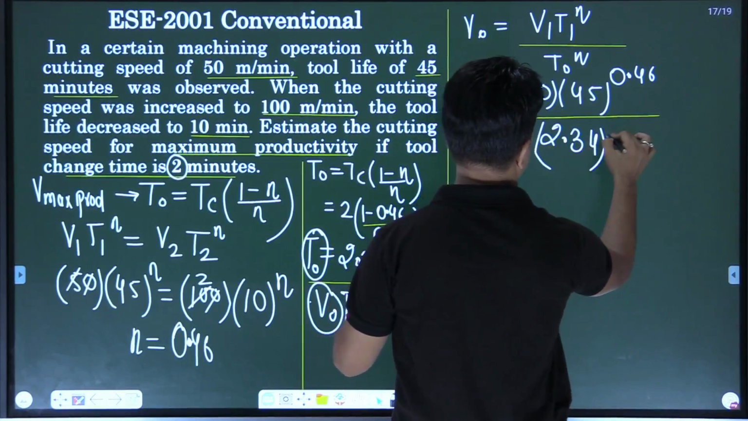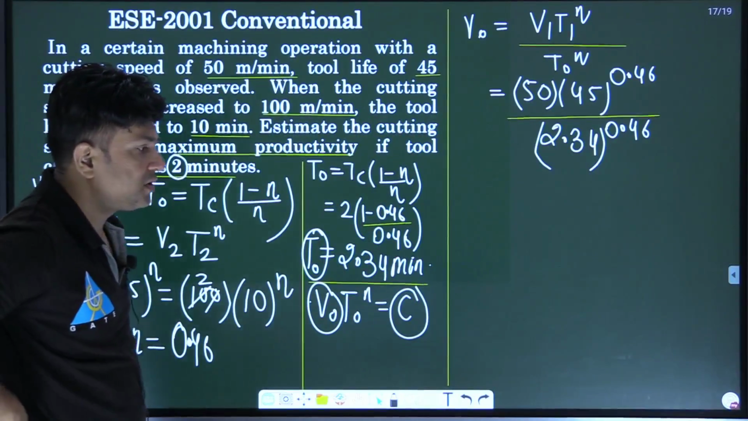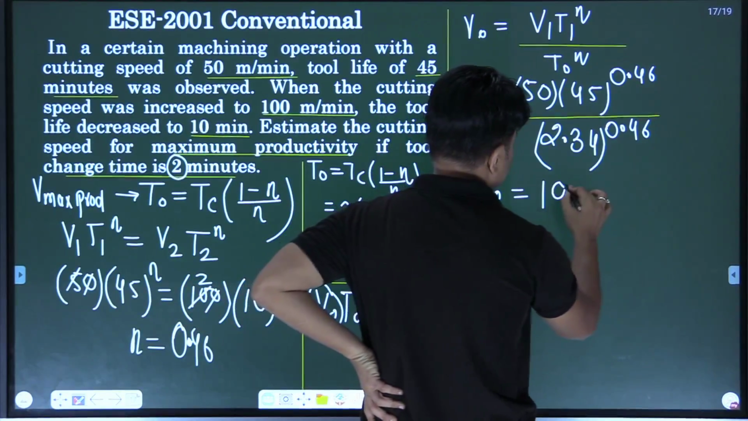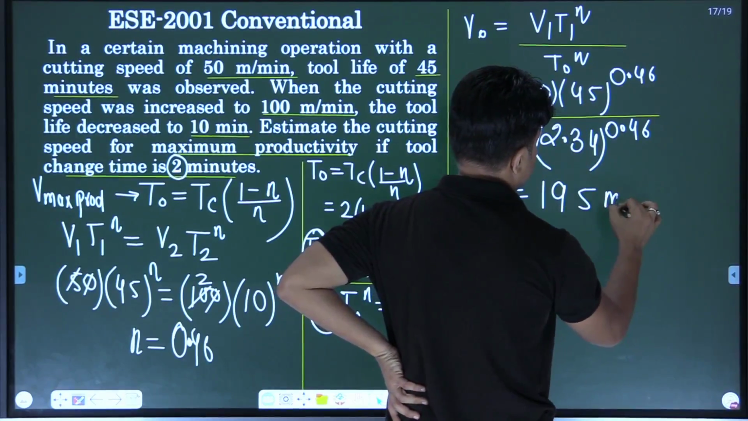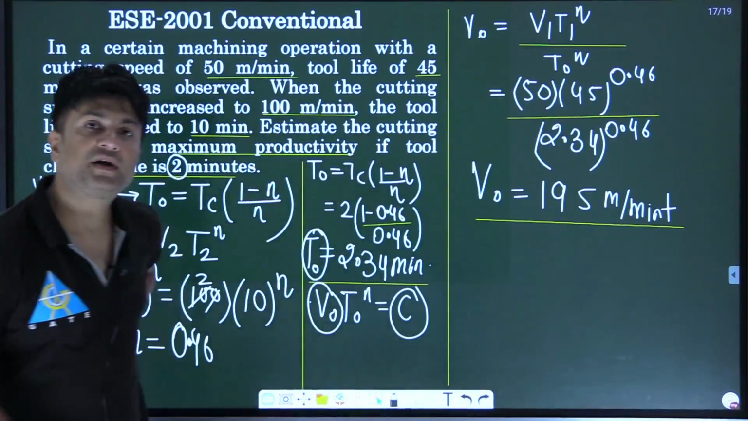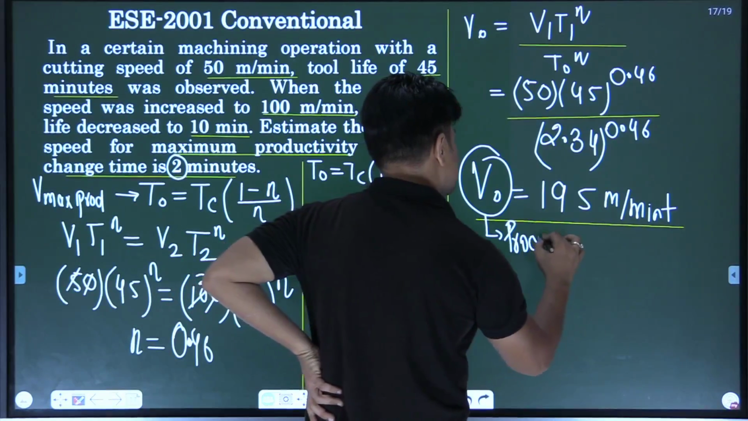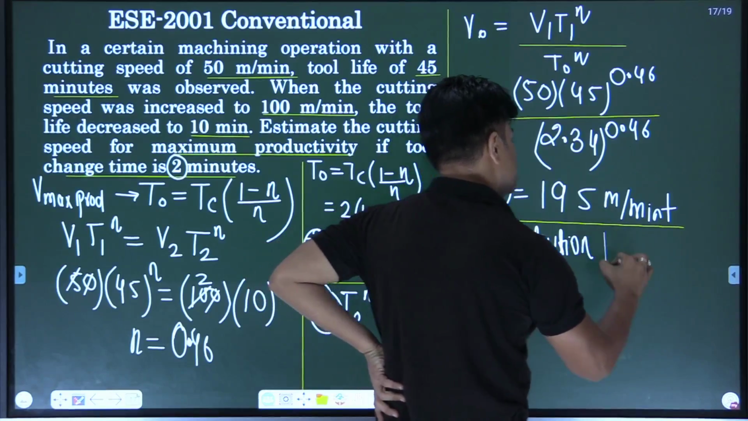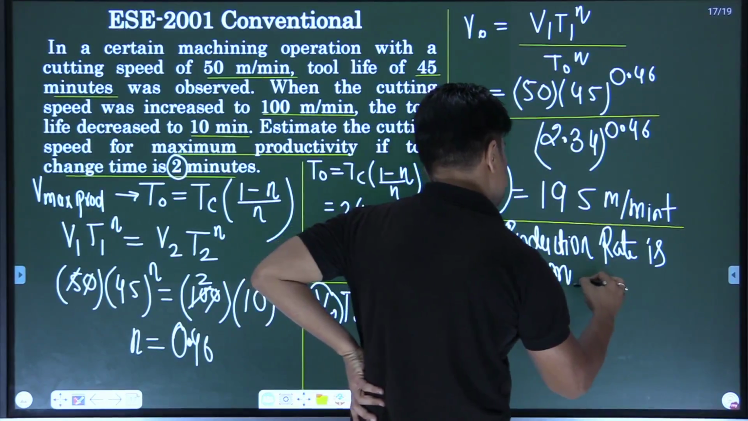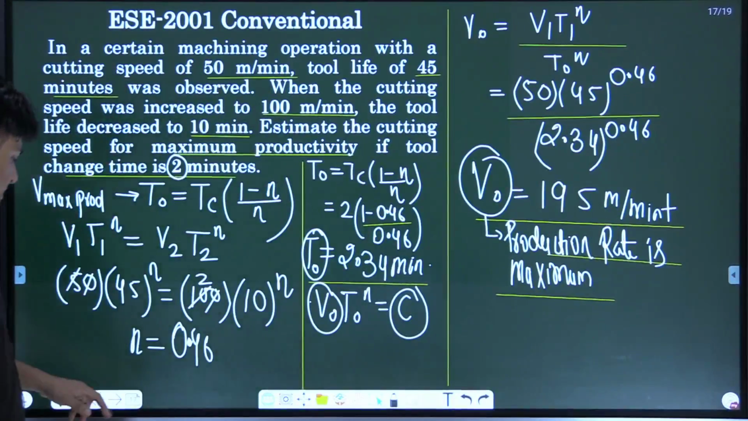2.34 to the power 0.46, right? So your V0 will be what? 195 meters per minute. So this will be the cutting velocity where the production rate is maximum. I hope you understand, right?